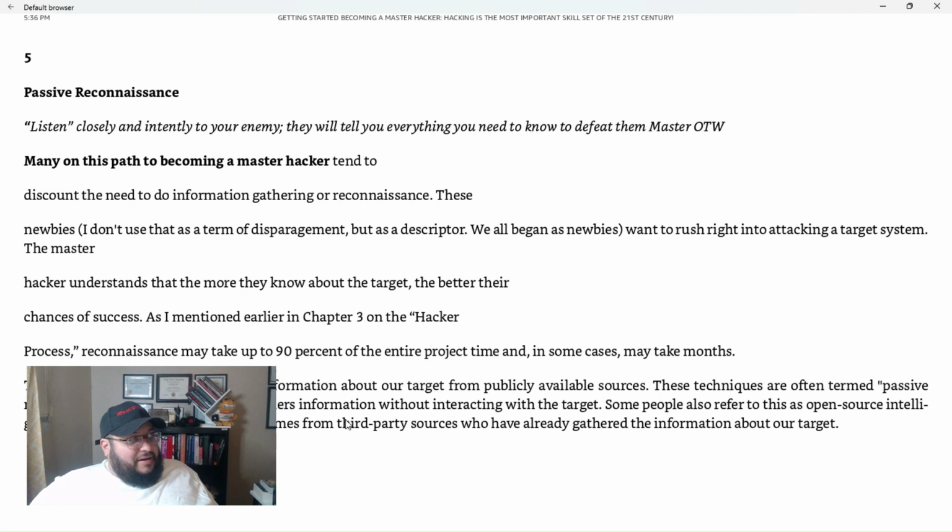As I mentioned earlier in Chapter 3 on the hacker process, reconnaissance may take up to 90% of the entire time, and in some cases may take months. In this chapter, we'll focus on gathering information about a target from publicly available resources. These techniques are often termed passive reconnaissance because a hacker gathers information without interacting with the target. Some people also refer to this as open source intelligence, or OSINT, and all the information comes from third-party sources who have already gathered information about the target for us.